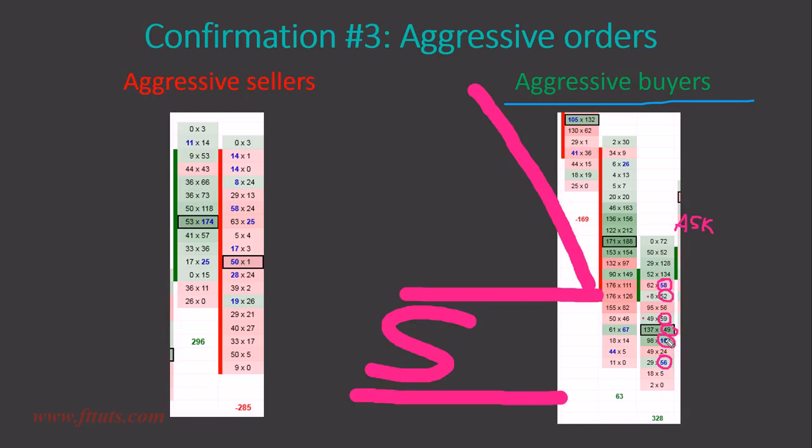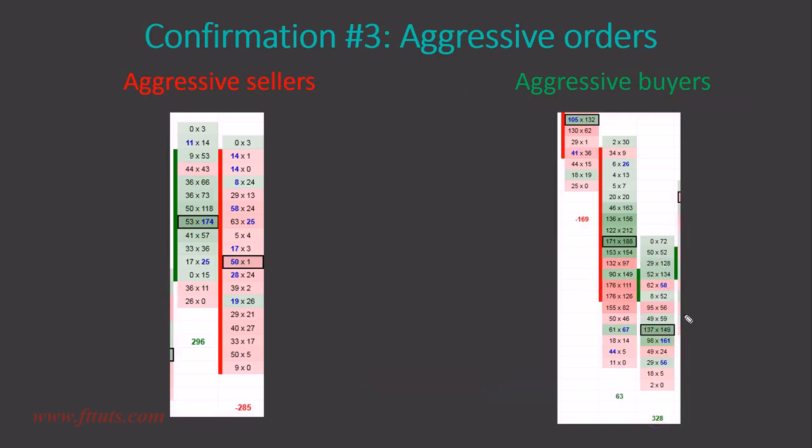59 is bigger than 49. So you can clearly see that in this footprint buyers are stronger than sellers. Also delta tells you that. Delta in this footprint is 328 and in this footprint only 63. All right, so from that you can predict that the price will turn and go upwards because aggressive buyers started to jump in the market.